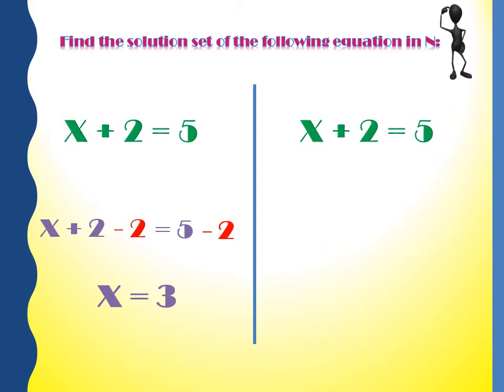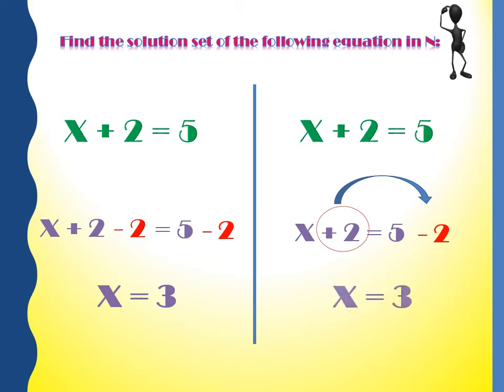We have another way. Circle this plus 2 and throw it to the other side by the opposite sign or the opposite operation. Then x equals 3, and the solution set in the set of natural numbers is 3.